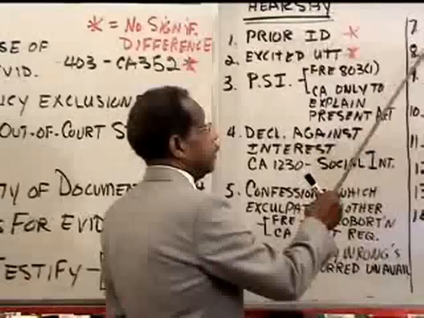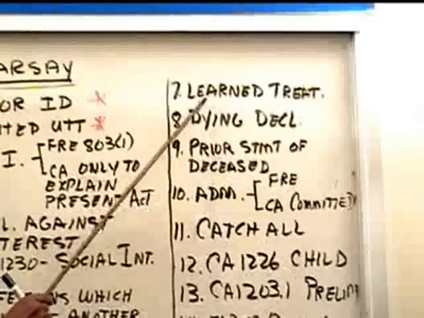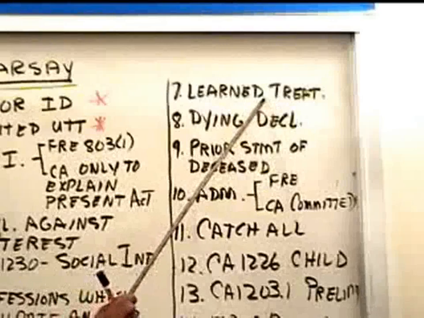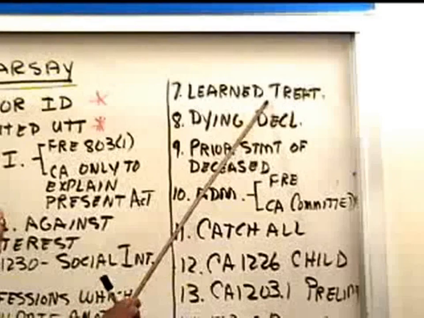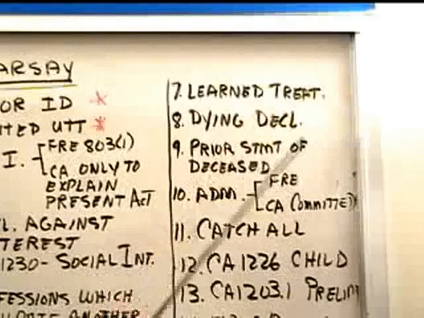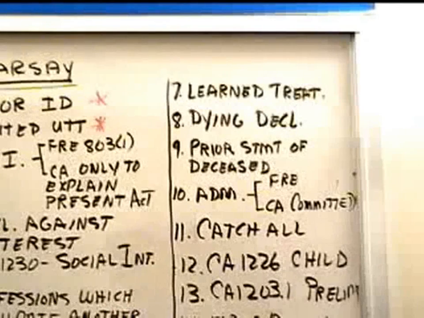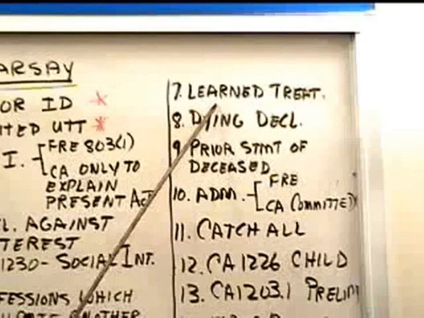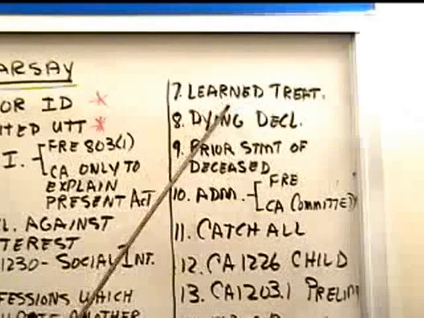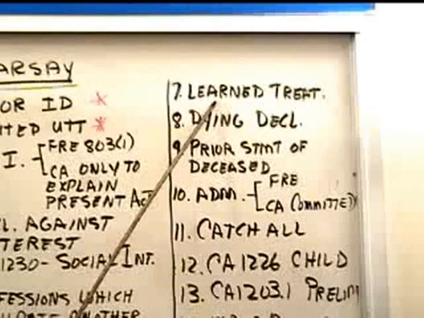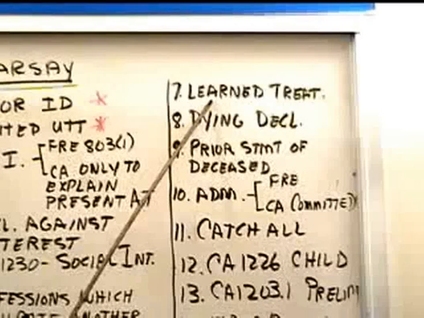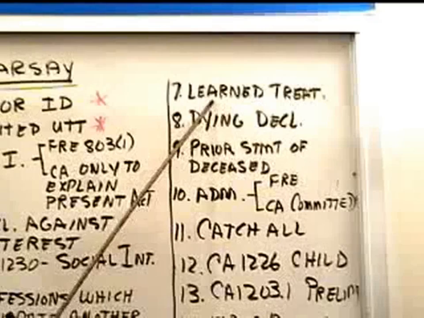Item seven, the learned treatises exception. The learned treatises exception under the federal rules is at FRE 803.18. Once you have established that a source, some learned treatise, Gray's Anatomy or something, is a learned treatise, you can read what the learned treatise has to say to the jury. The book itself is not admissible, but you can read from it, and that is admissible.